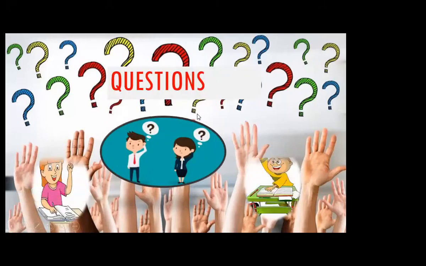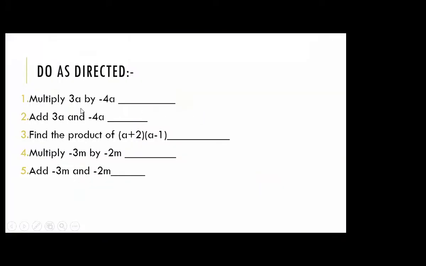So, questions time. Question number 1 is on your screen. Multiply 3a by minus 4a. Okay? I want you all to solve this question to give me the answer.